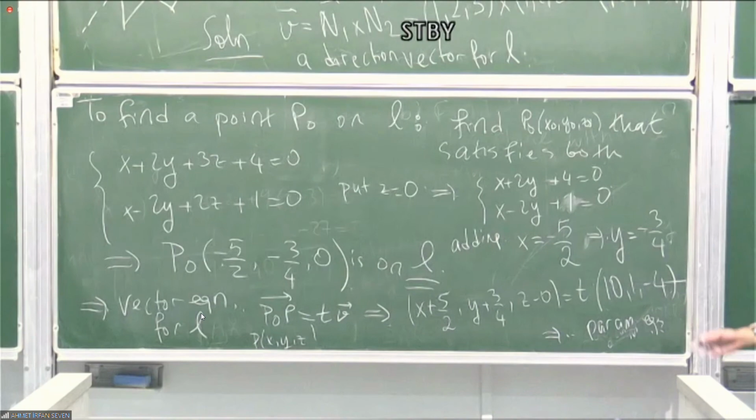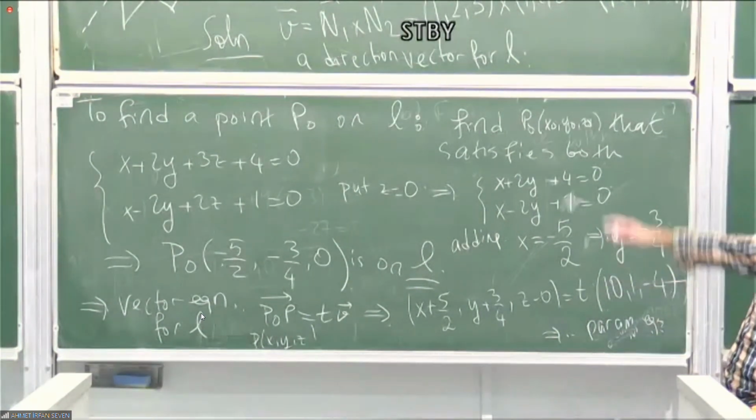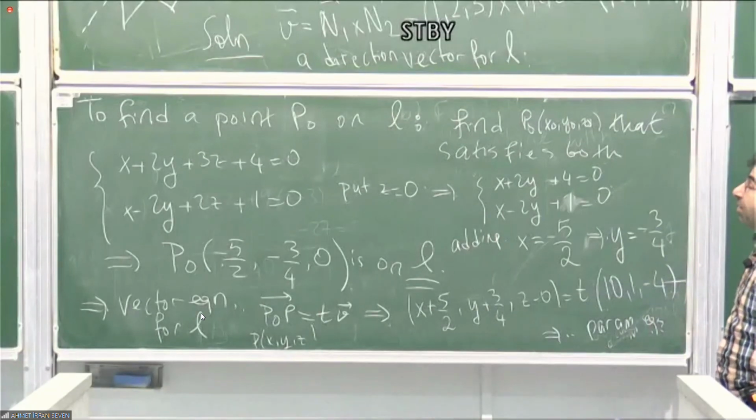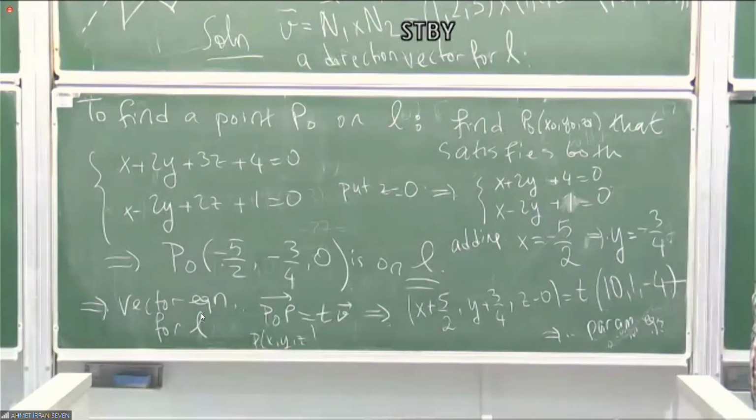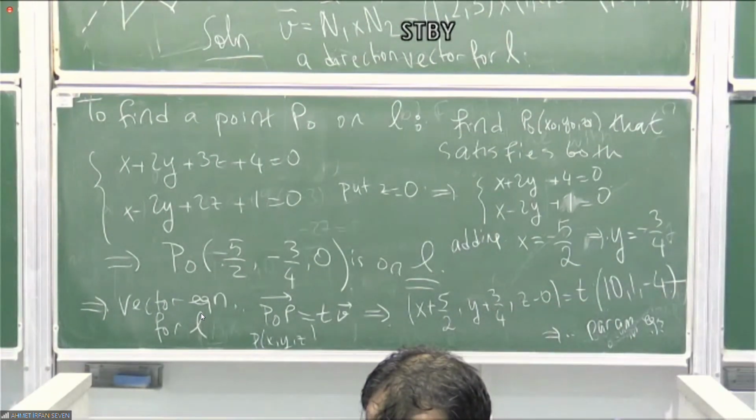Okay, so next time we will consider more examples regarding the intersection of planes and also their positions with respect to each other. We will learn in particular how to find angles between planes, and it will be very easy using vectors. Okay, so we can stop here, and the next time we will continue.